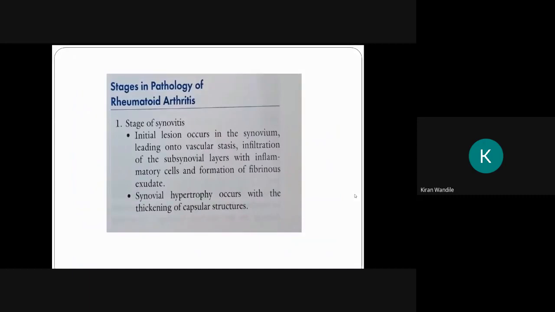So this rheumatoid arthritis passes through various stages. The first stage is the stage of synovitis. The initial lesions occur in the synovium, which leads to vascular stasis. Then there is infiltration of the synovial layers with inflammatory cells and formation of fibrinous exudate. Then synovial hypertrophy occurs with the thickening of capsular structures.